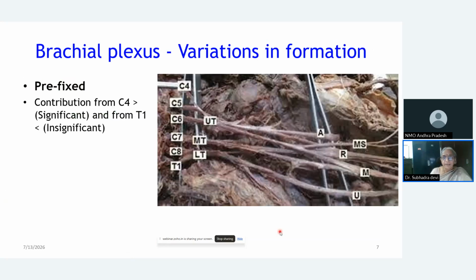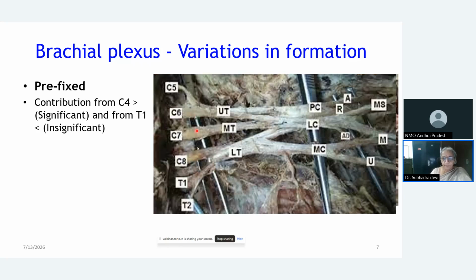Then what is the prefixed type of brachial plexus? If there is contribution from C4, which you can see in this picture, and the contribution from T1 you may not see or it will be less, that is called the prefixed type of brachial plexus. And if the contribution from T2 is more, it will be called the postfixed type of brachial plexus.